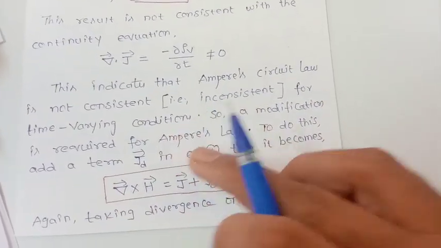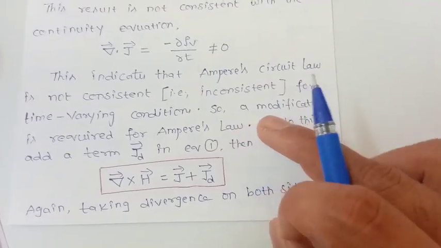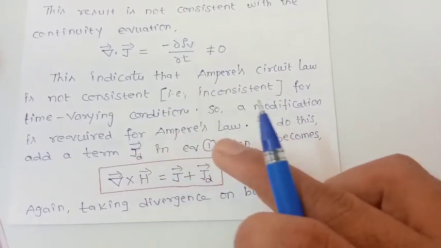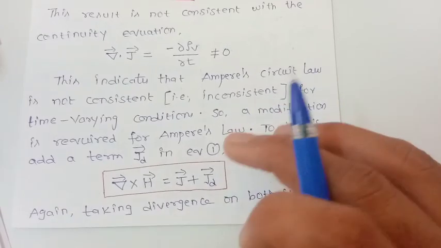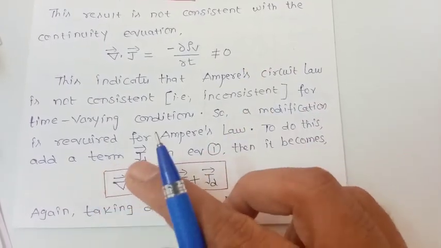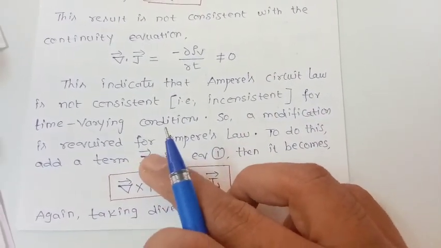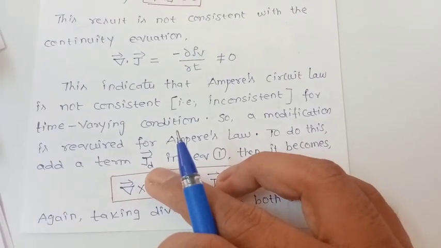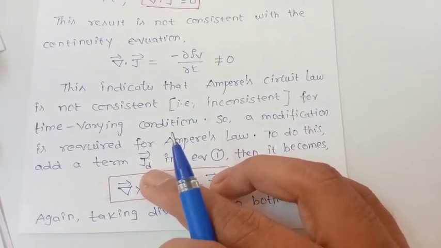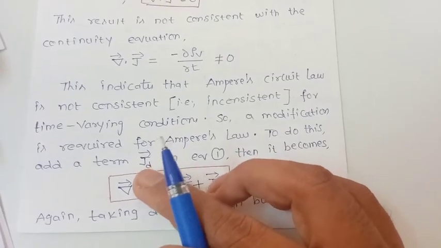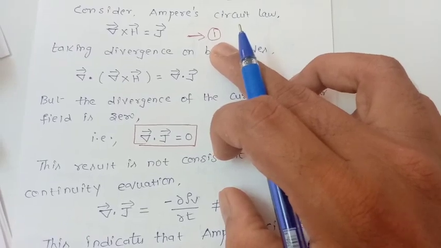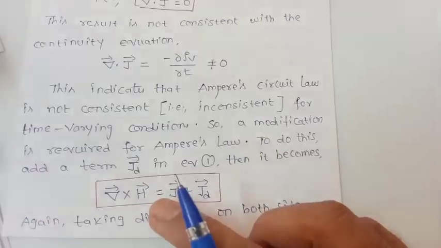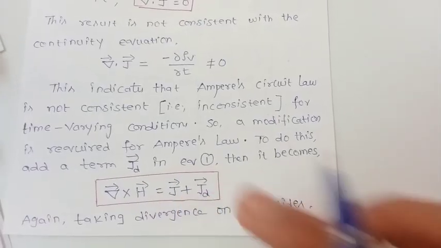So Maxwell made a modification. A modification is required for Ampere's law. To this, Maxwell added a term, JD bar. We will see later what is meant by JD bar. It is actually the displacement current density. Maxwell added a term JD bar in equation 1. Then del bar cross H bar becomes J bar plus JD bar.